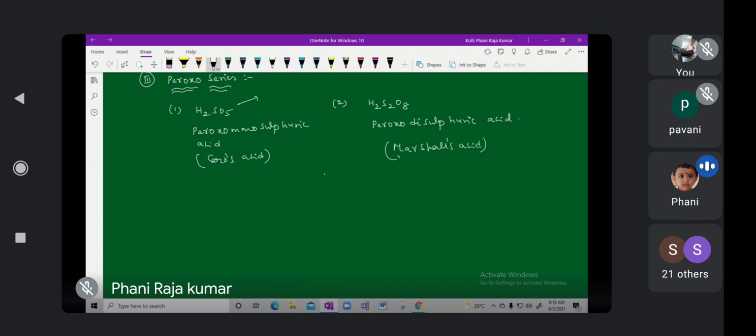And both contain peroxy linkage. Both compounds contain one peroxy linkage. Oxygen with -1 oxidation state linkage. And this peroxo monosulfuric acid, all oxoacids of sulfur, dibasic acids. So this is peroxo acid. Oxygen -1, central sulfur plus 6 oxidation state.